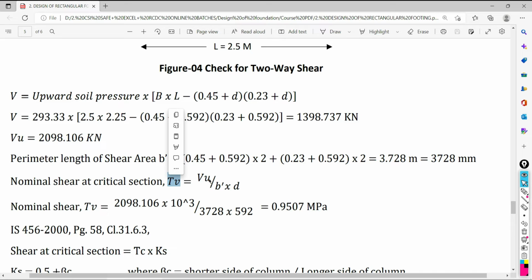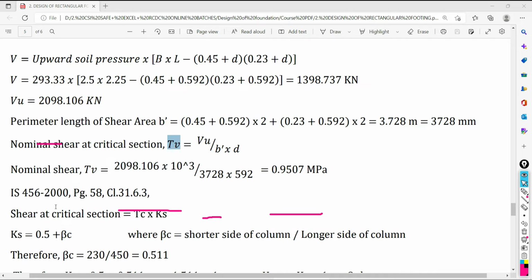Okay, so here nominal shear at critical section, what is the formula? Tau V is equal to Vu upon B dash multiplied by effective depth. Put the value here. Ultimate or factored shear force you have to put here for the punching, that we are getting here. How much it is? 2098 into 0.109 into 10 raised to 3 divided by 3728 perimeter length, and it is what? Effective depth 592. You are getting the nominal shear as 0.9507 Newton per mm square or MPa.